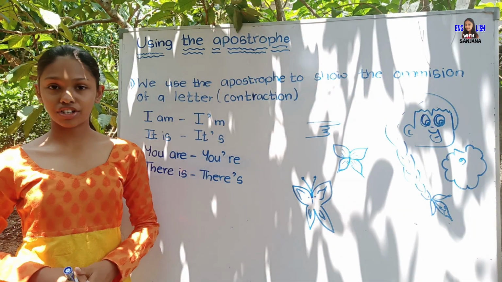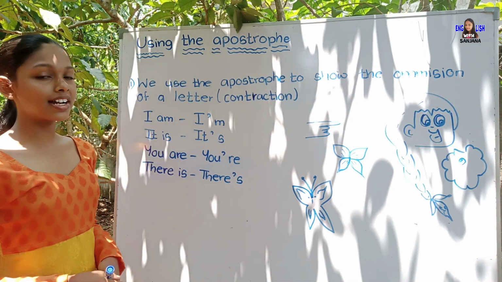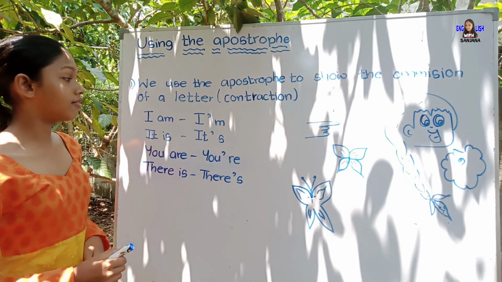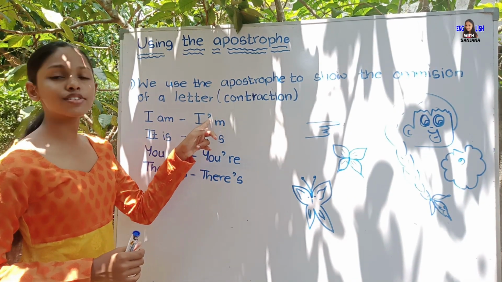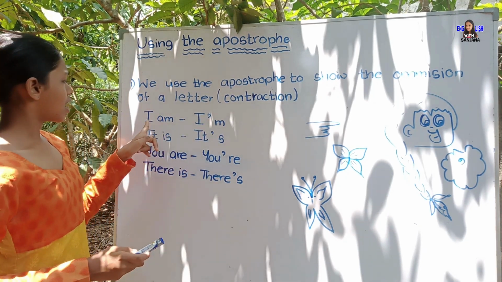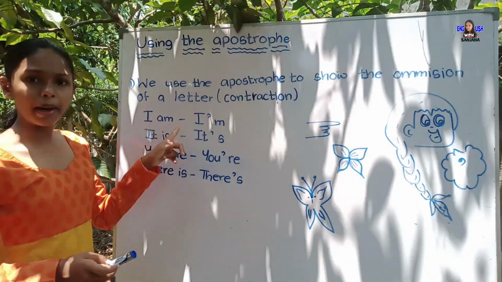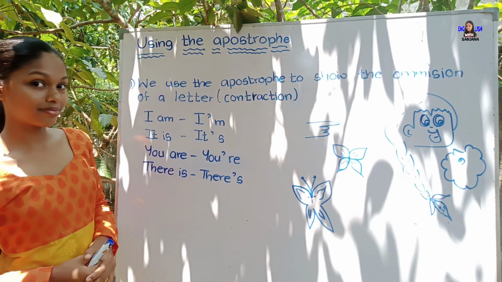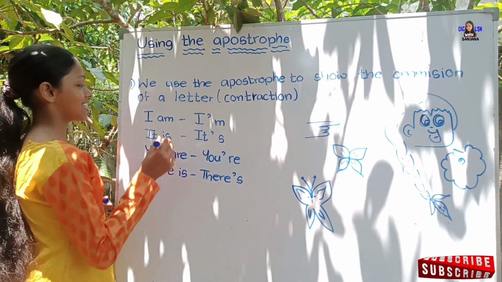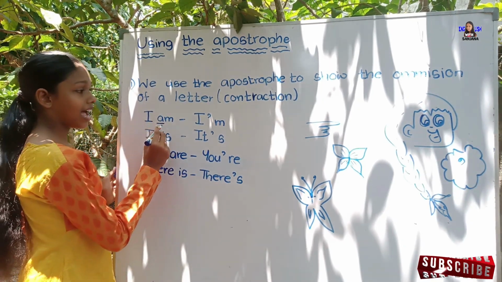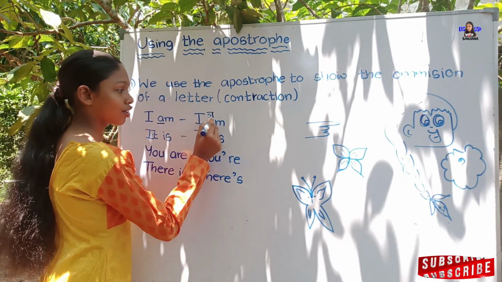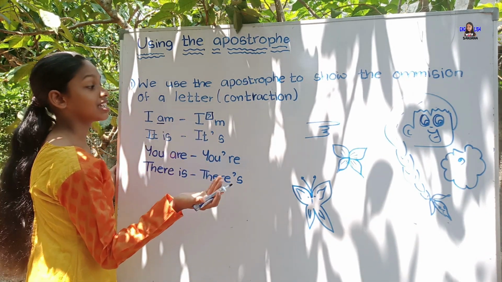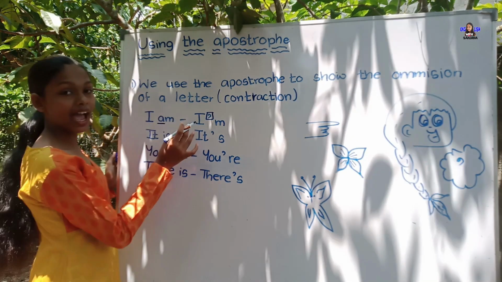a letter, contraction. For example, let's take I am. In contraction form, we can write I am with the apostrophe. Friends, in the words I am, what is the omission letter? Can you guess? The omission letter is A. And we use the apostrophe instead of A. And that's how it is contracted in I am.